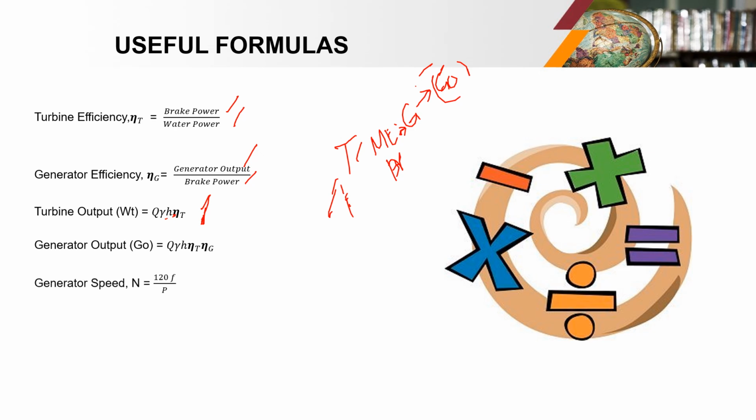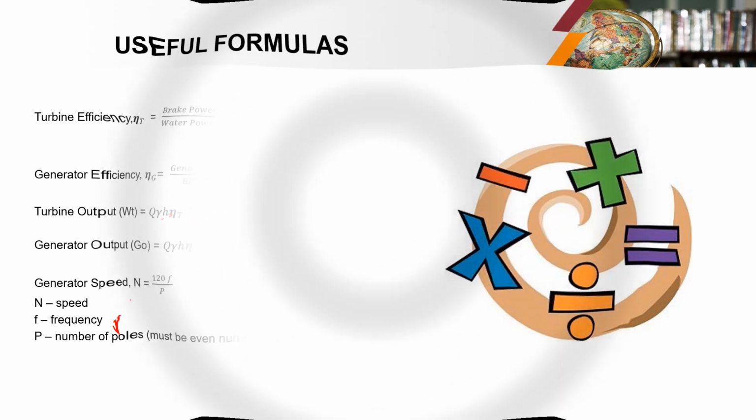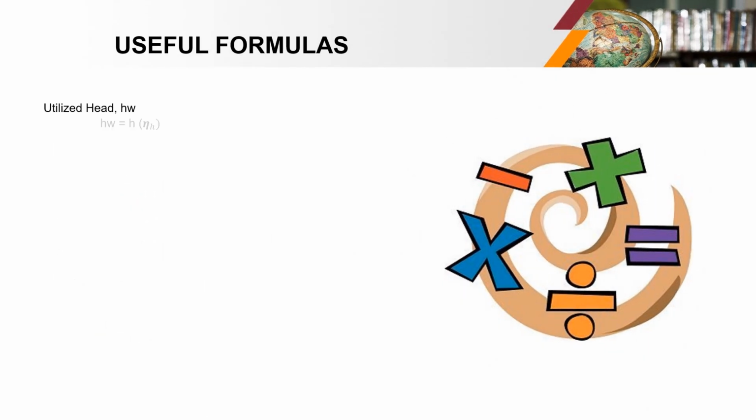Next is the generator speed. So the generator speed is 120 F over P. So the N is the speed of the generator, the F is the frequency. The frequency, ang unit niya is in hertz, or cycles per second. And the P is the number of poles. So the number of poles must be even number, 'di ba? It should have north and south poles. So kailangan even.